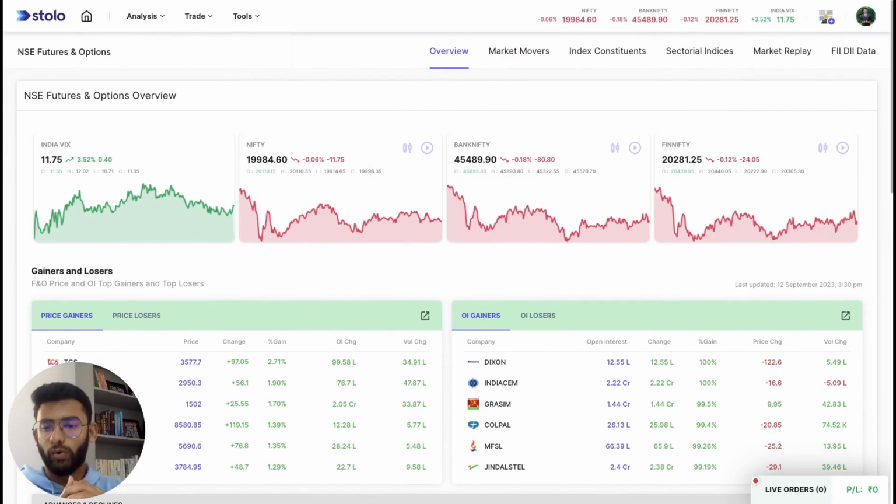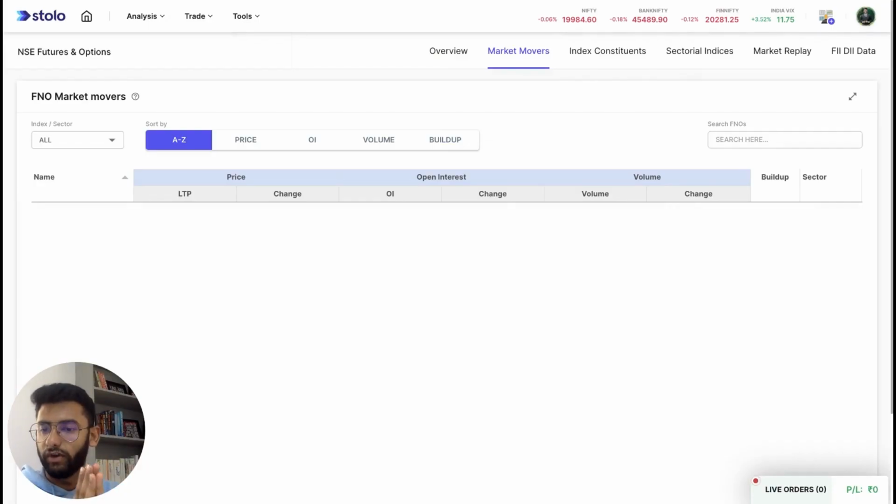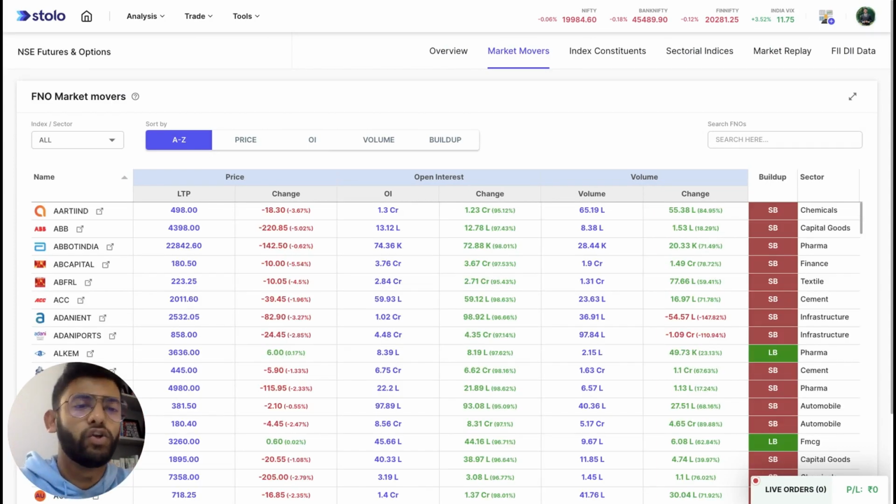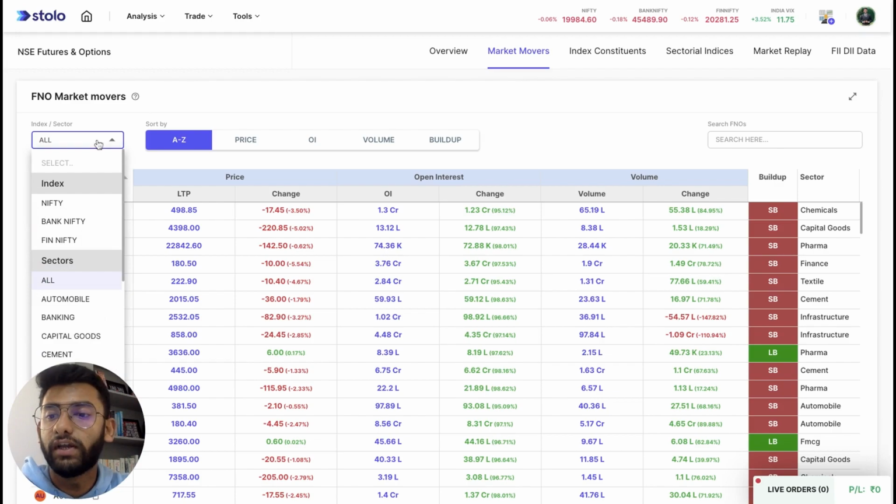Once you understand a little bit of what is happening in the market, you would obviously want to take up a trade. And to take up a trade, you would choose either your indices or your equity FNO. In indices, you would trade your strike prices, which we would come to a little later on. But coming to selecting your equity FNO, we have this analysis section called the market movers section, where you can filter out your specific stocks in terms of index.